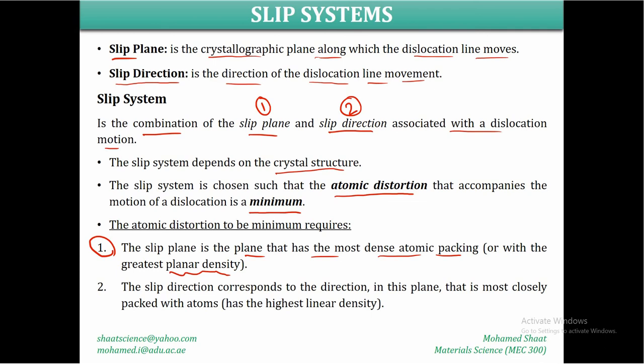So the atomic packing should be dense. Dense means that we should have more atoms over this plane. So the crystal structure, or the material, allows the dislocation to move over the plane with the largest number of atoms, the most dense atomic packing plane. This is known as the most dense atomic packing plane. This plane is the plane with the largest, or the greatest, planar density within the crystal structure.